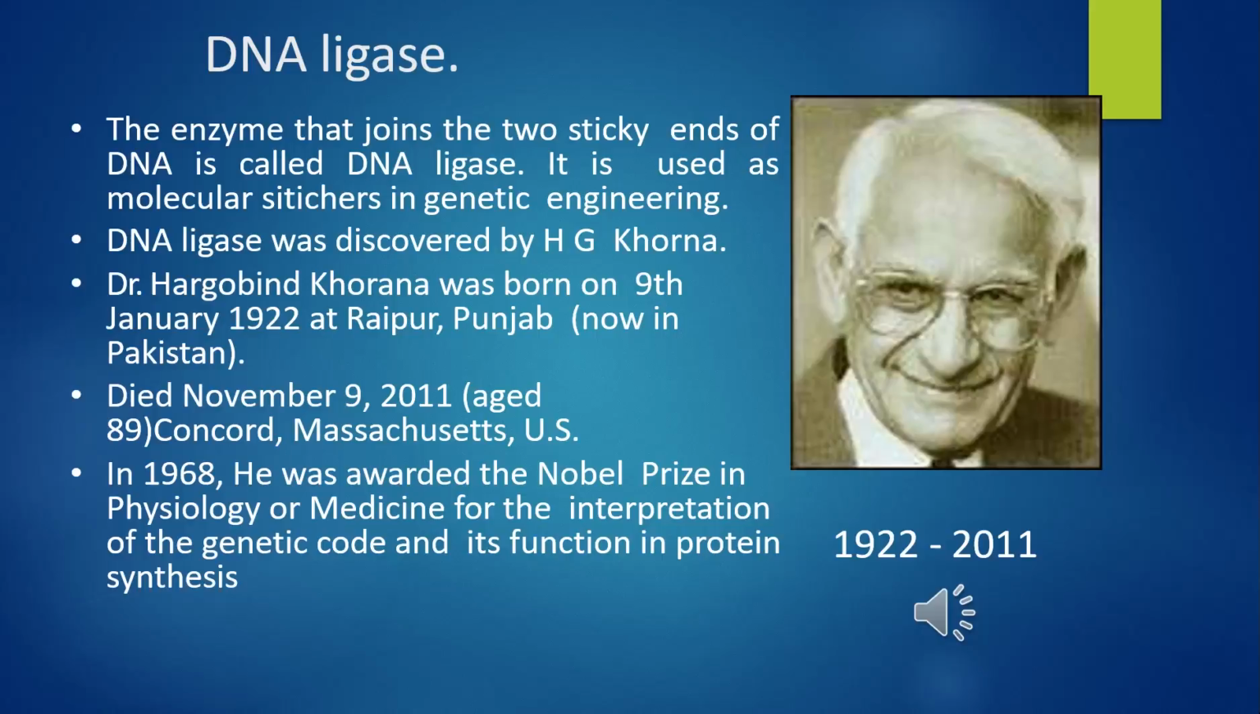In 1968, he was awarded the Nobel Prize in Physiology or Medicine for the interpretation of the genetic code and its function in protein synthesis. Now you all know about the genetic code. Genetic code means 3 nucleotides remain together. We have studied the genetic code in the chapter molecular basis of inheritance.